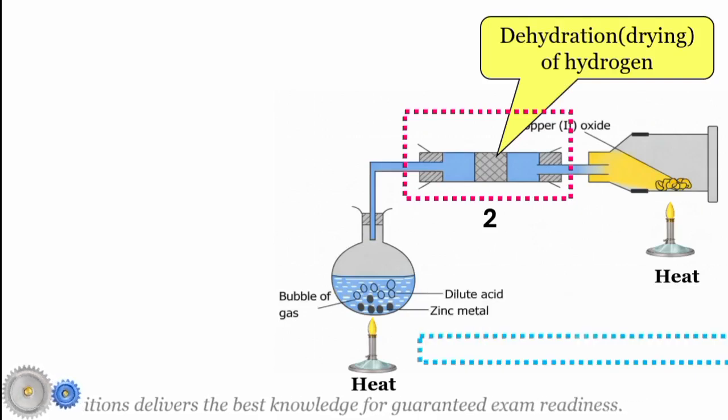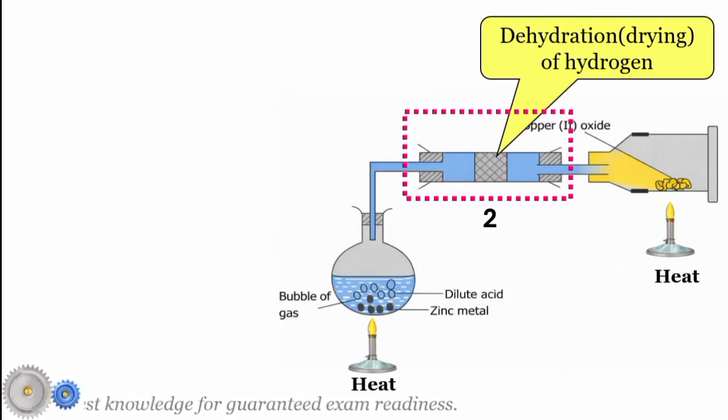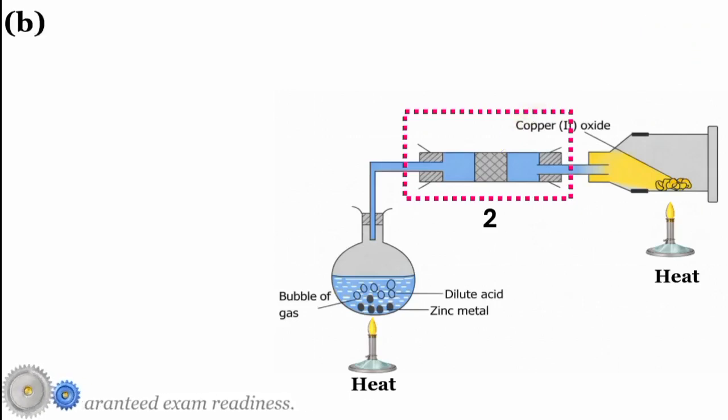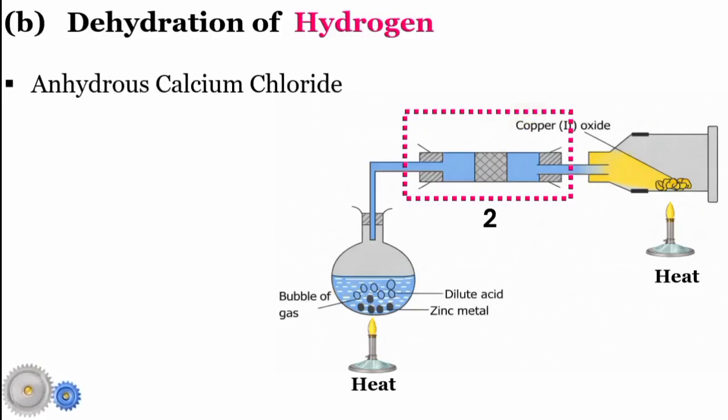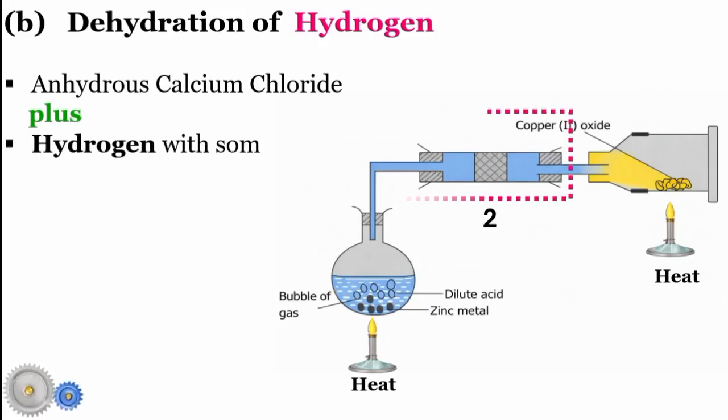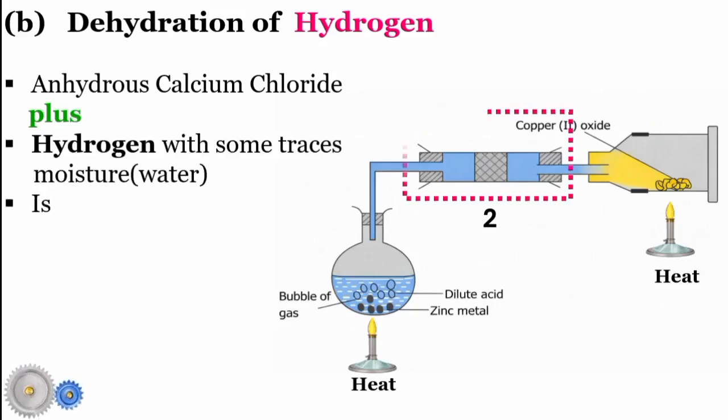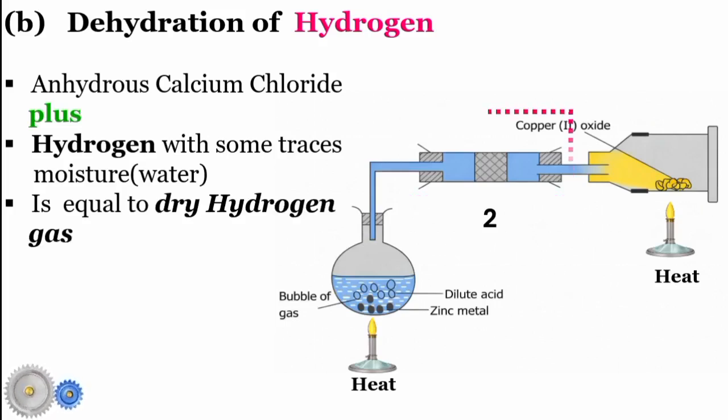We are going to permit hydrogen gas, which is embedded with some traces of moisture, to pass through anhydrous calcium chloride. Anhydrous calcium chloride will remove some traces of water or some traces of moisture from hydrogen gas, and dry hydrogen gas will be produced. The dry hydrogen gas will proceed to the next stage of the experiment using this glass tube.